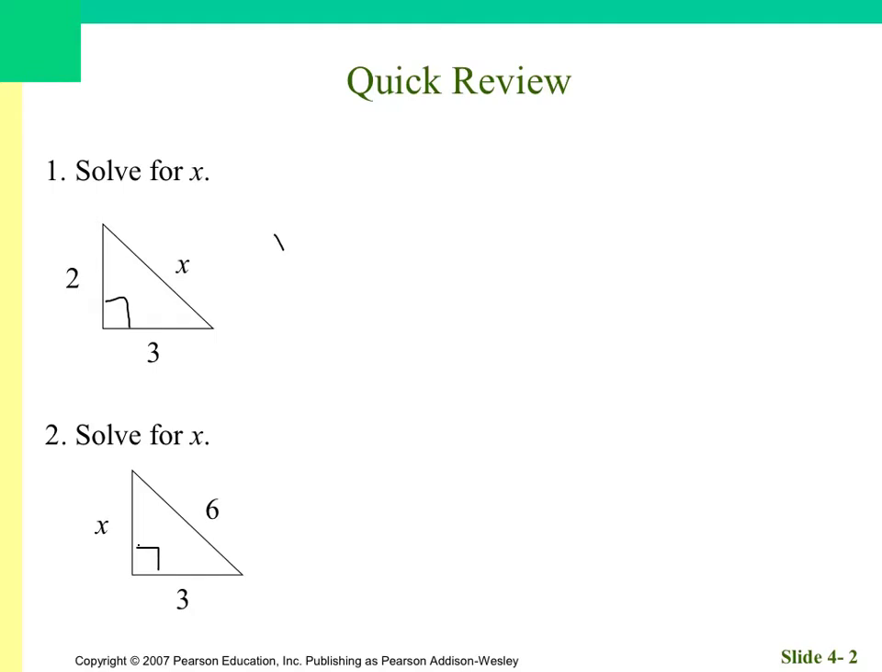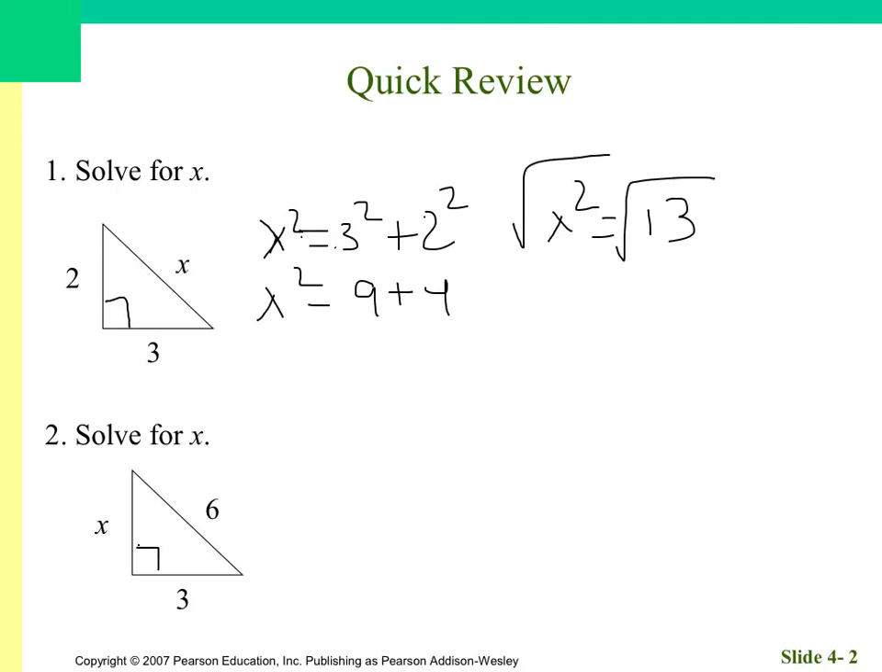So x squared equals 3 squared plus 2 squared. A squared plus b squared equals c squared, Pythagorean theorem. So x squared equals 9 plus 4. X squared equals 13. Why is it only positive root 13? Because it's the side length of a triangle.